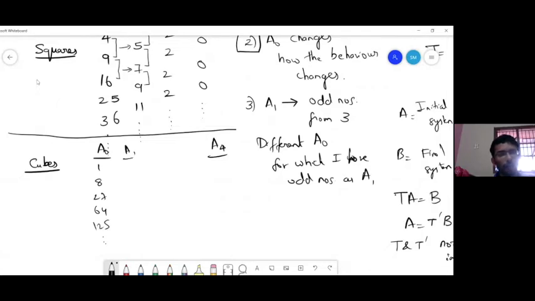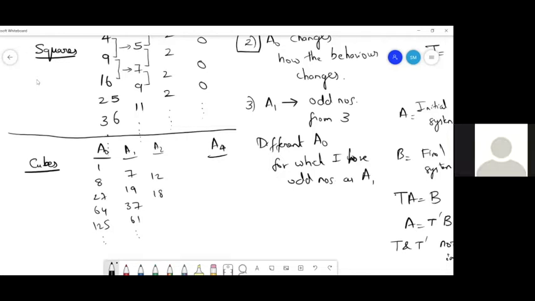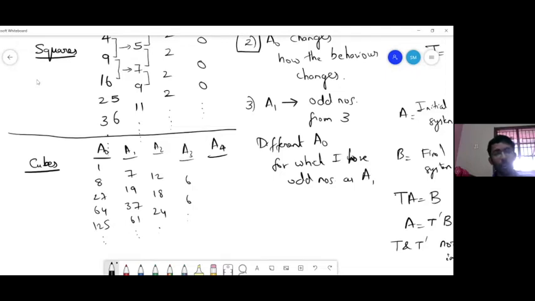Then A1 would be 7, 19, 37, 61, and so on. And A2 would be 12, 18, 24, and so on. And A3 would be, oh, again, we are having this constant 6, 6, 6. Actually, I'm writing this 'and so on' with the assumption that the same behavior will continue. Yes, I also assumed that. I didn't check it. We'll have to check it though.